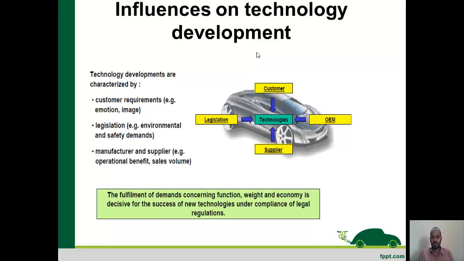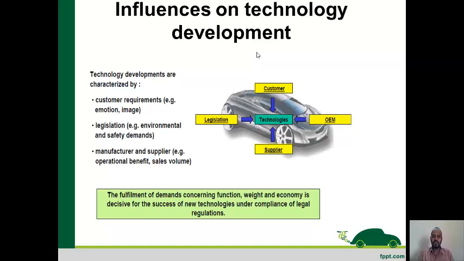Euro 4 norms are equivalent to BS4 norms, but we are still following BS4 norms. So what do emission norms mean? Depending upon the emission norms, a certification is provided by a certifying authority like ARAI to the respective vehicles. Emissions have to be within a certain level. Different kinds of emissions are emitted from the vehicle, like CO, HC, NOx, and all those things. These have to be within that level.